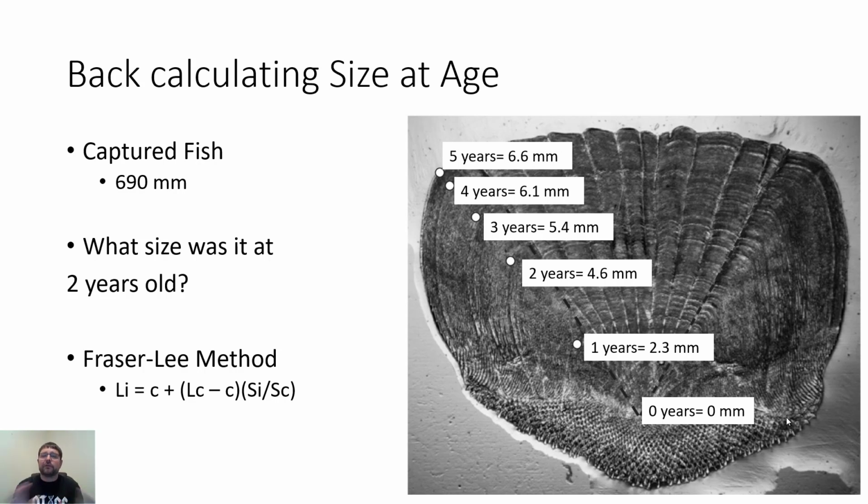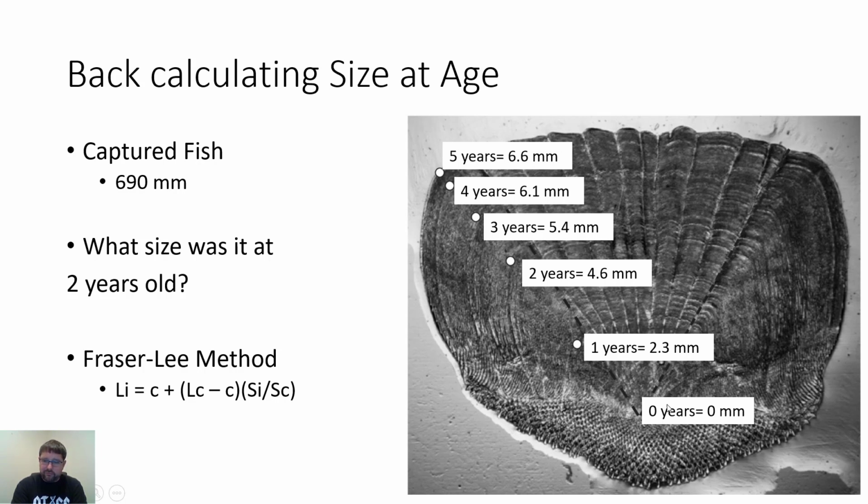But let's say we want more than that. We don't want to just know how old they are. We want to know what was their size at a given age. So let's work through one of these using the Fraser-Lee method. So this is a scale. This is a ctenoid scale. You can see the teeth on it here.